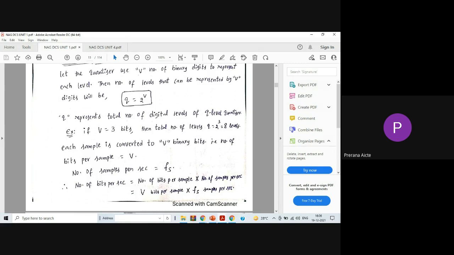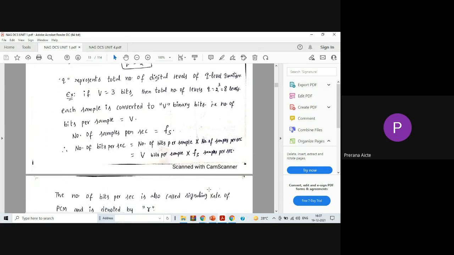Fs, right? So the number of samples per second is equal to Fs. So the total number of bits per second is the number of bits per sample times the number of samples per second. How many bits are we transmitting per sample? V bits, right? So V. How many samples are we transmitting per second? Fs. So V into Fs.